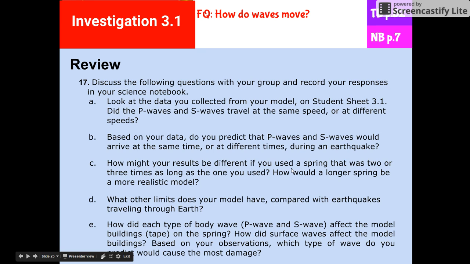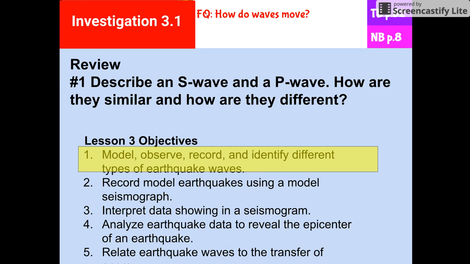So the first thing we're going to do today is review number 17 from yesterday, 17A through E, looking at the waves that we made. How are the P and S waves, how they travel, similar at different speeds? Based on your data, how would you predict S and P waves to travel? And other things we're just going to discuss: how they would affect models, how would they affect the surface, thinking about S and P waves.